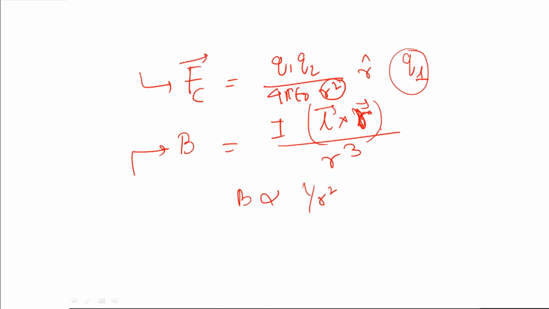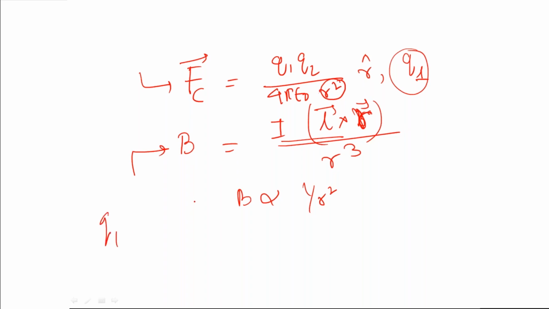If I take one of them as unit charge, then it is a charge. So the source for the electrostatic force field is the point charge. But in this case, this is I into L, a current element, or a current carrying wire or a loop. This is IL, the current element. The source for the magnetic field is the current element.